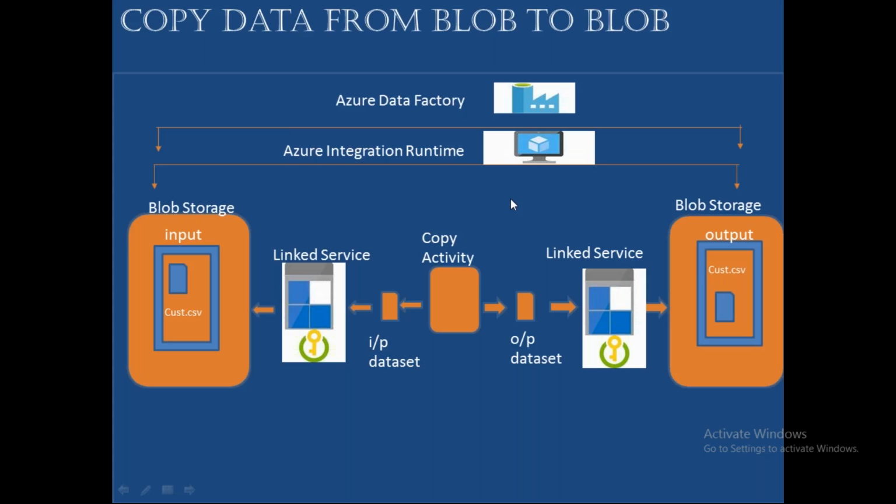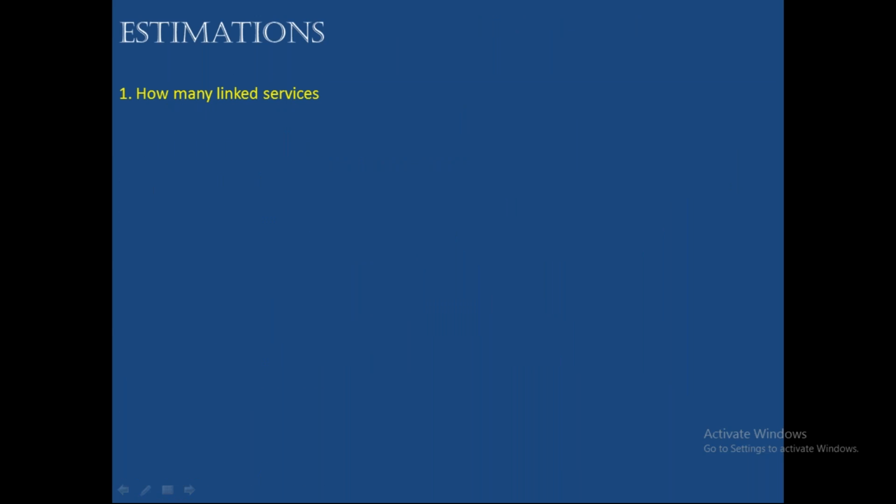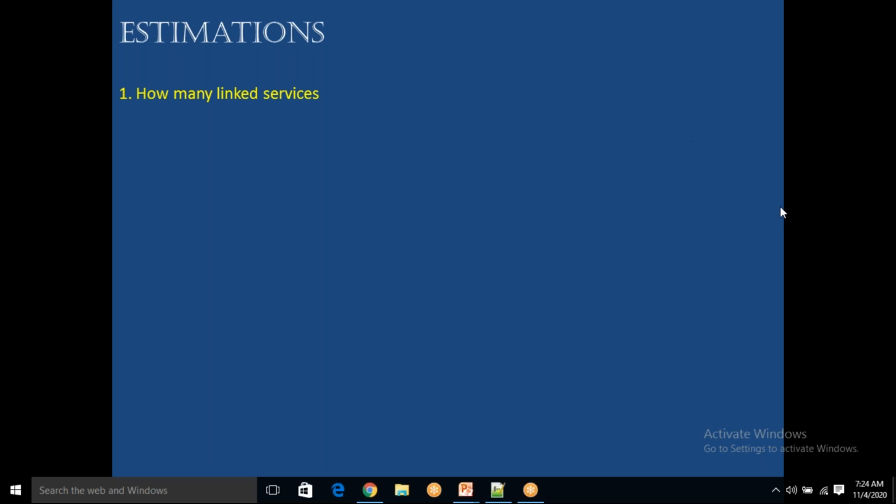Right. So now you see the estimations. Can you tell me? In today's lab, I am going to use a single blob storage. In a single blob storage, I will maintain two containers, an input container and an output container. I am going to read data from the input container and I will load data into the output container. Now my question is, how many linked services do I need to create? I need an answer from everybody.